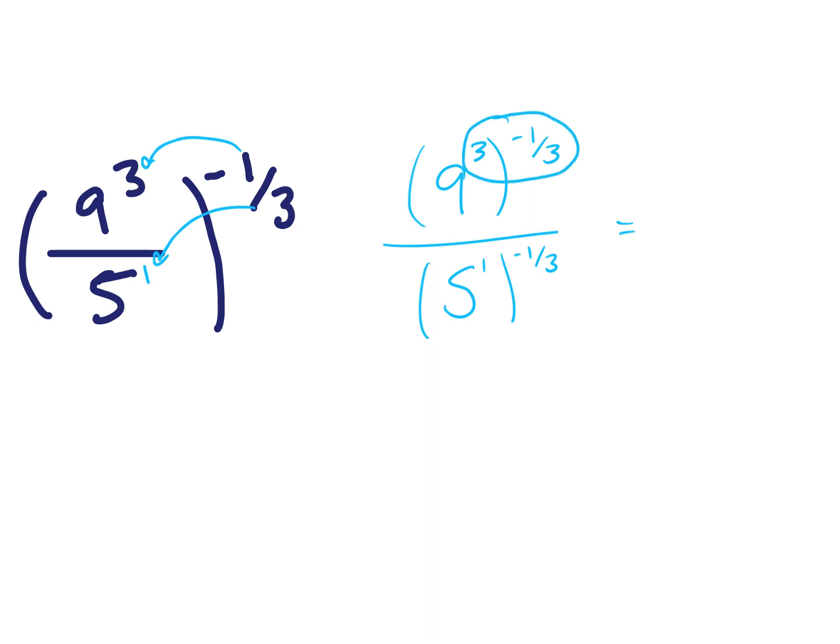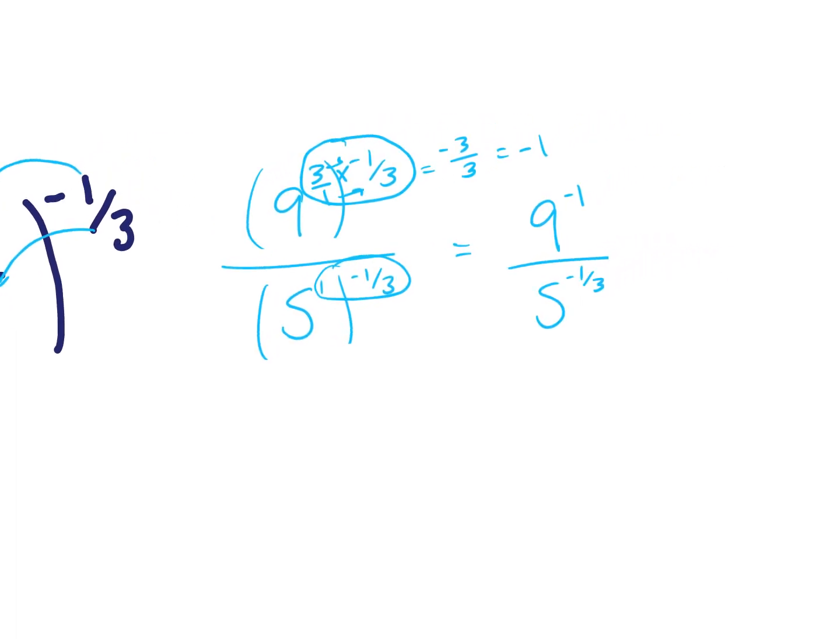So what do I do when I have a power raised to a power? Multiply. Now, if it helps, make your whole number a fraction. Make it 3 over 1. And how do I multiply fractions together? Multiply straight across. So here I would get -3 over 3, which would simplify to what? -1. So this would be 9 to the power of -1. When I multiply here, it's 1 times -1/3, which would just be -1/3. So 5 to the power of -1 over 3.